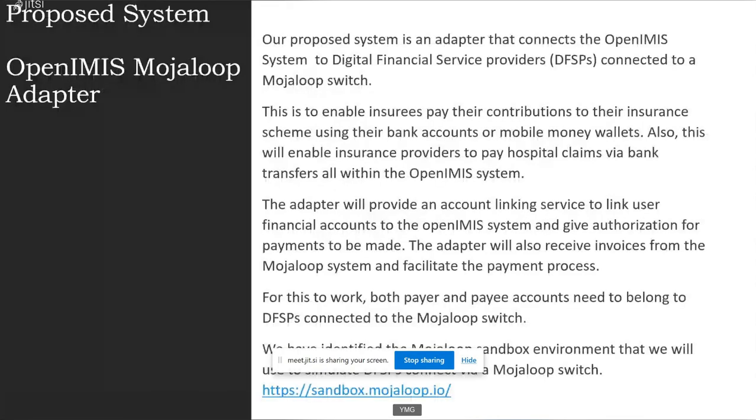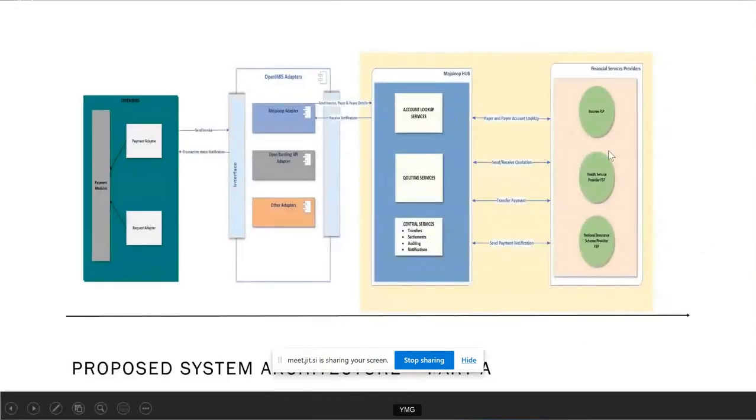So initially, our proposed approach to the application was to build an adapter sitting between openIMIS and MojaLoop that would take invoices coming from openIMIS and use the switch that is MojaLoop to route the payments to the different financial service providers of the insurees that are registered on the openIMIS platform. Later in my presentation, I'll look at some of the use cases where this would be beneficial. So this was our initial proposed system architecture.